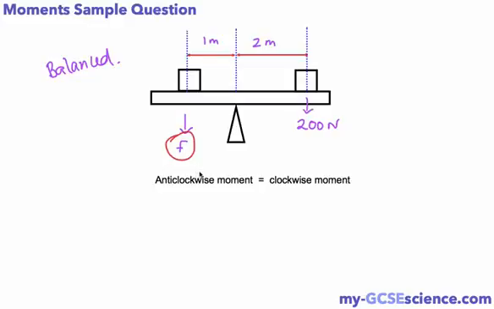Here I've got an unknown force, and I want to work out what it is based on the data given. So this is a balanced beam, and we know for a balanced beam the anti-clockwise moment is equal to the clockwise moment. That's just saying that the clockwise turning force and the anti-clockwise turning force are the same. So if we were to work it out, the clockwise side we have 200 times 2, and on the anti-clockwise side, which is going in this direction, we have a force times the distance of 1, and if we were to work it out, we end up with a force of 400 newtons.